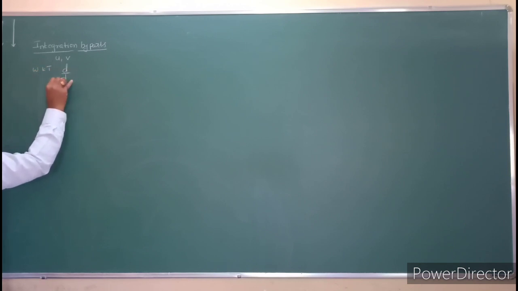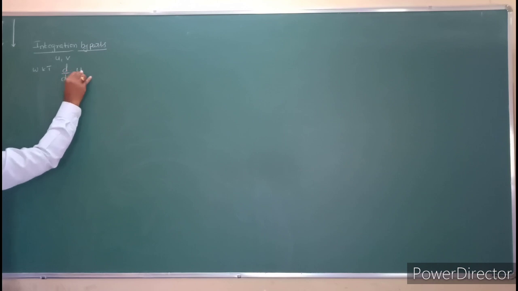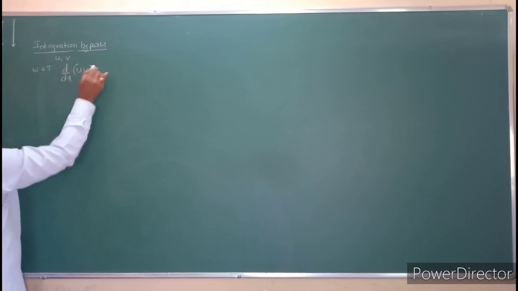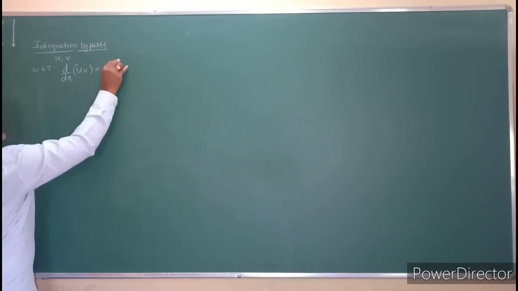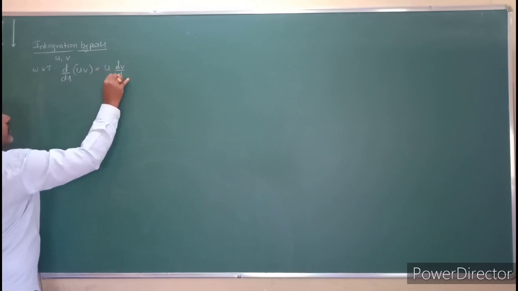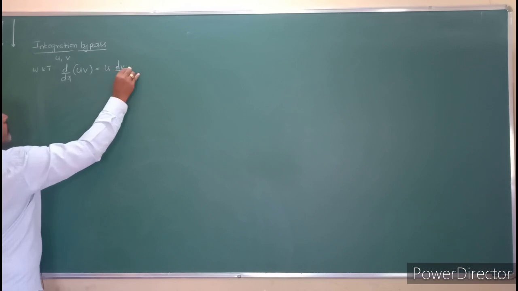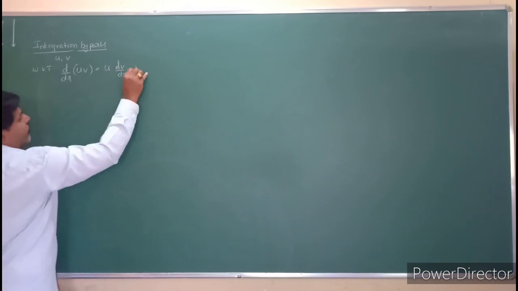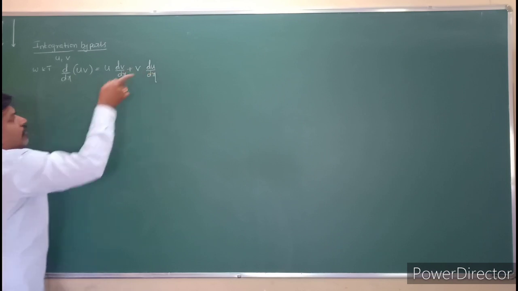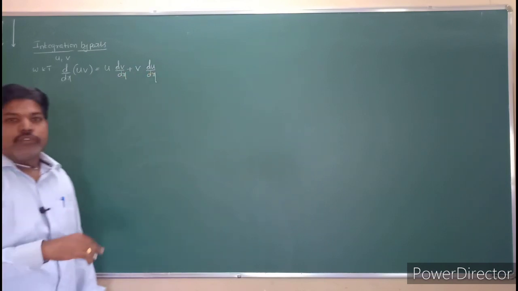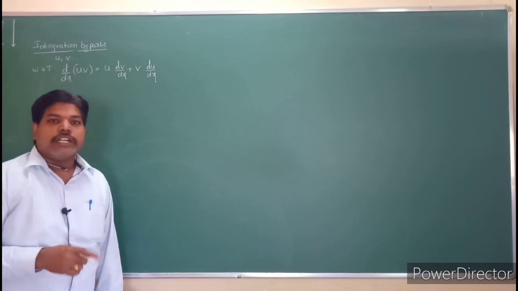the derivative of uv. What is the derivative of uv? The formula is: the derivative of uv is nothing but u into dv by dx plus v into du by dx.